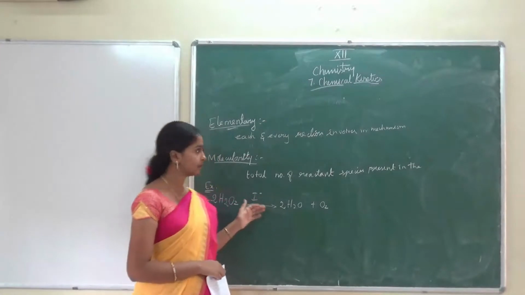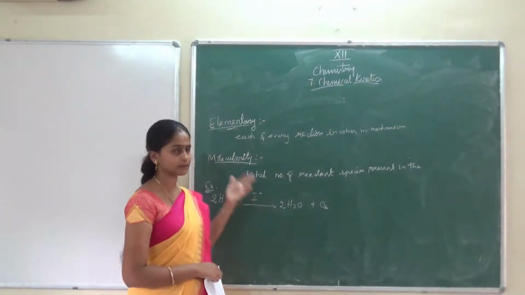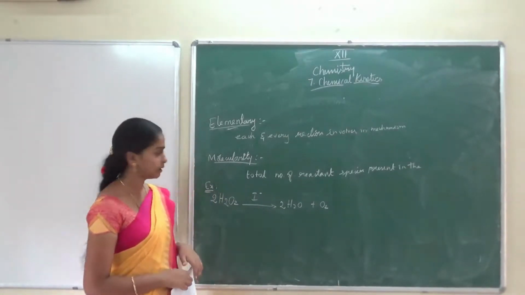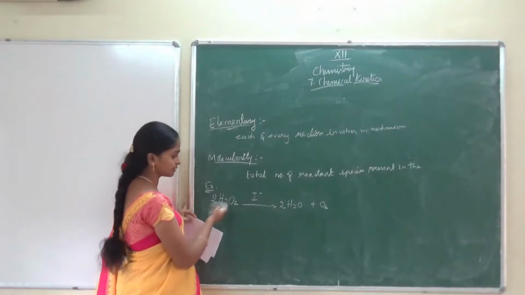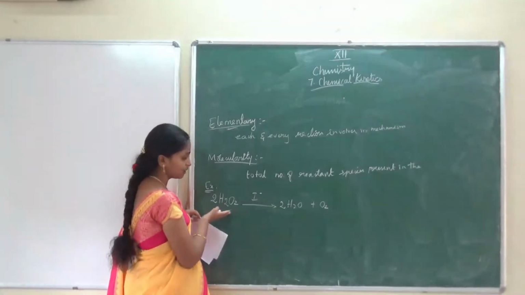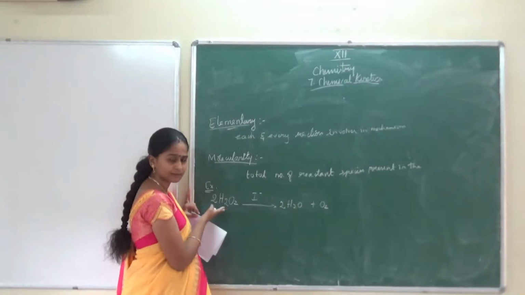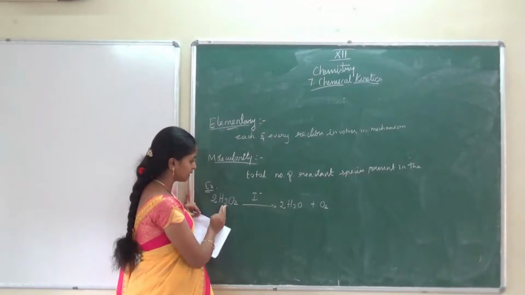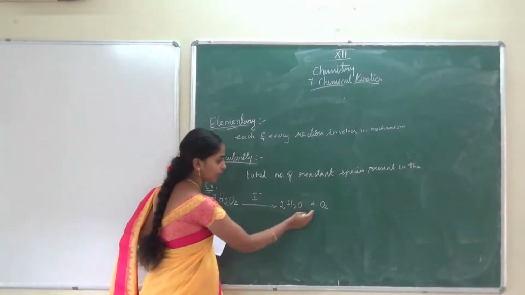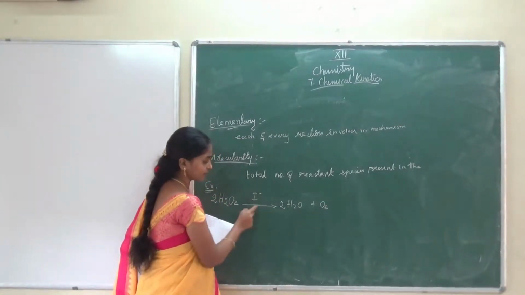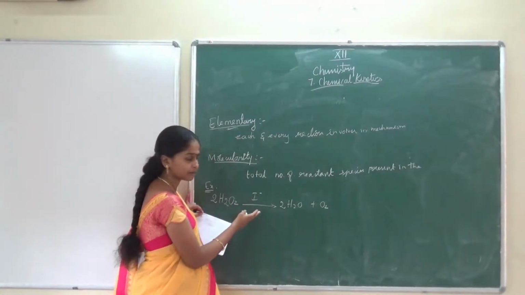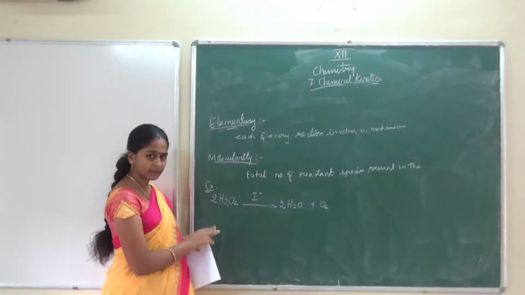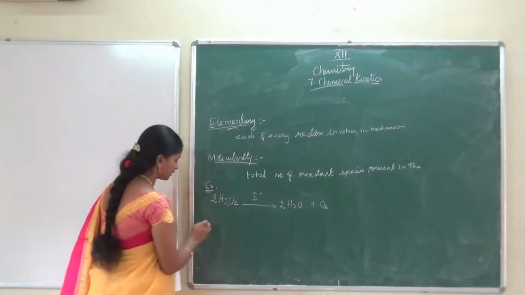Now we are going to understand this molecularity and elementary reaction with one example. Let us take hydrogen peroxide, the decomposition of hydrogen peroxide. What is the formula for hydrogen peroxide? H2O2. When it decomposes, it gives H2O and O2. It takes place in the presence of iodide, I minus. This reaction does not take place in one step, it takes place in two steps. So let me write the two steps now.